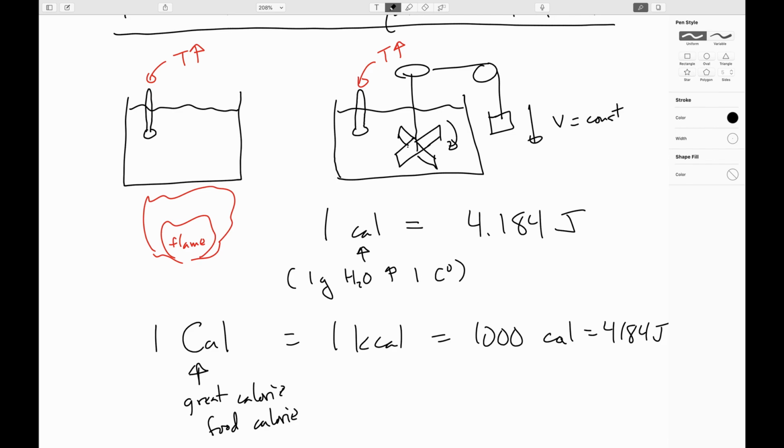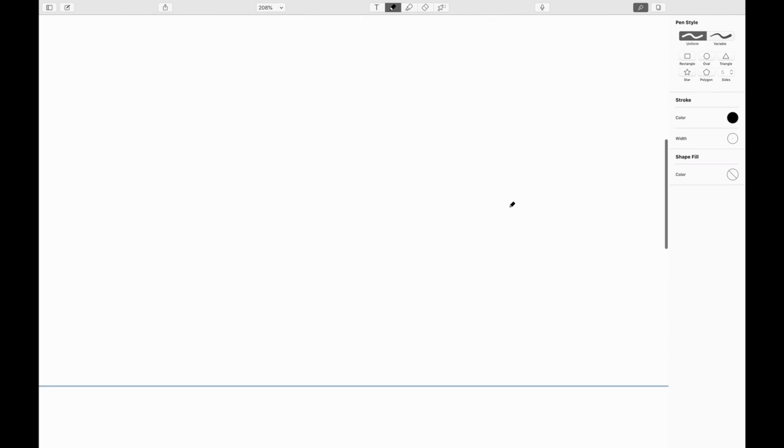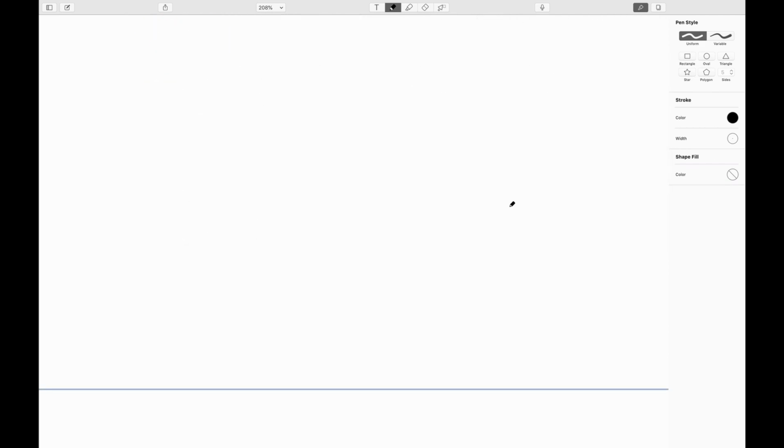Okay, so we've talked about doing work on water and causing the temperature of the water to go up. And we talked about measuring that temperature with a thermometer. And this is as good of a segue as anything into an initial operational definition of temperature.